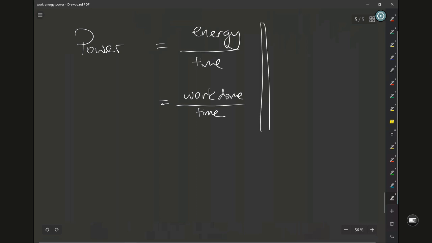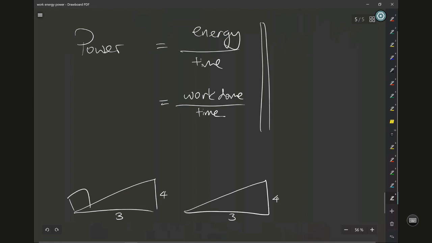That's why a bus engine is usually more powerful than, say, the normal Grab car engine. Because the bus is carrying more mass. So assume that they are both going up a slope, and the slope is the same for both. By Pythagoras theorem, the opposite and the adjacent are 3 and 4, which makes them the same slope. So this is a bus, obviously the bus weighs heavier, this is a car. And both are going to the same point, and both finish within the same amount of time.